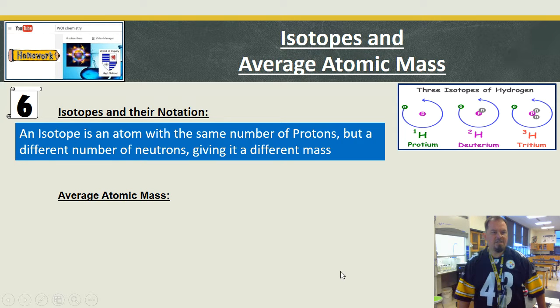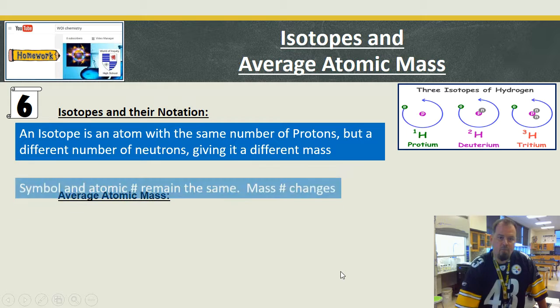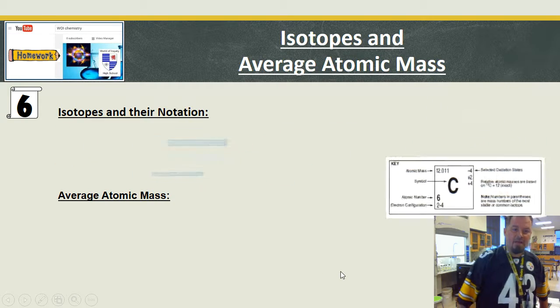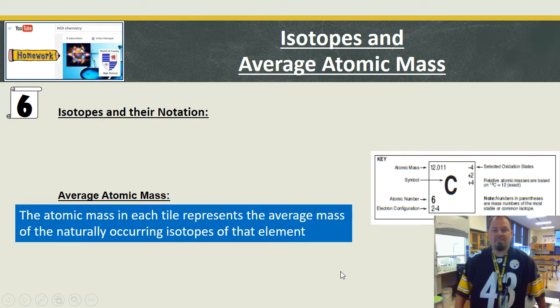So an isotope is an atom with the same number of protons, but a different number of neutrons, giving it a different mass. Notice the mass in this example is all different. 1, 2, and 3. The symbol and the atomic number remain the same, but the mass number will change. So this is where, when you're doing the practice from 2 videos ago and last video, things can get a little bit confusing because we hadn't formally done this. If I give you the number of neutrons that's different than normal, you have to use that in calculating the new mass.